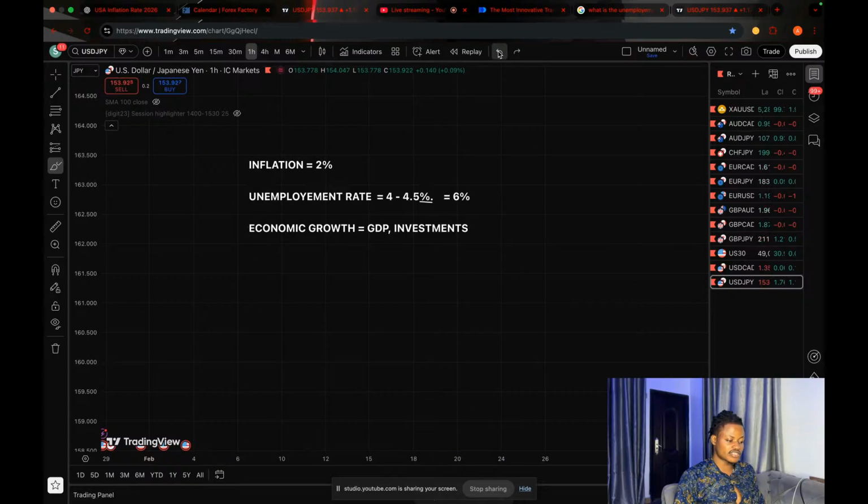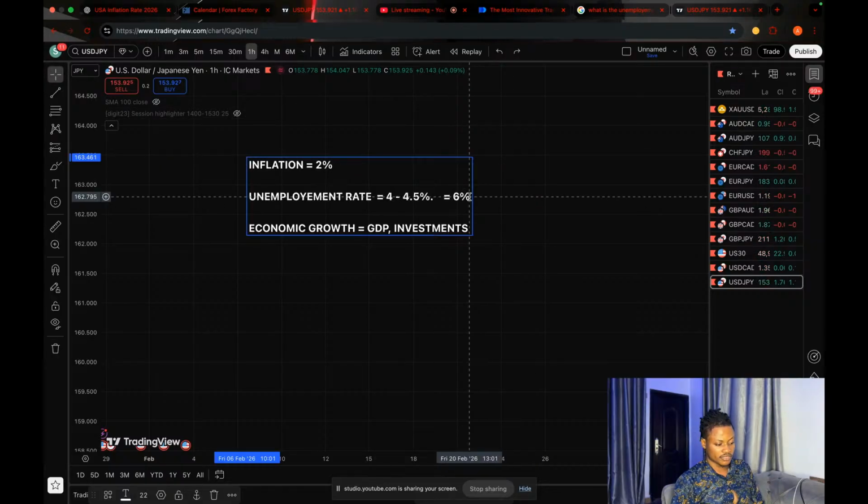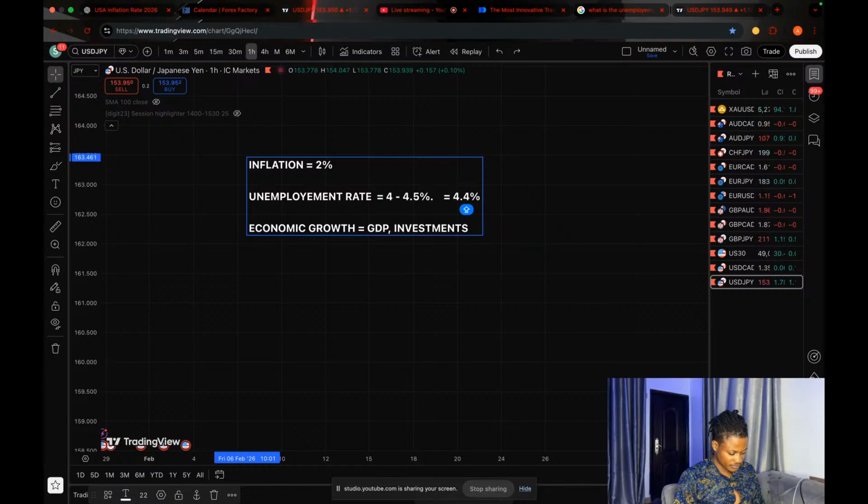So the current inflation rate now in the United States is 4.4%. So the Feds are not worried about inflation because it is within their range. Sorry, they're not worried about the unemployment rate rather, because it's within their range. It's 4.4% right now, and their range is 4 to 4.5.